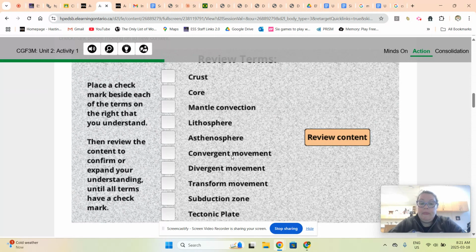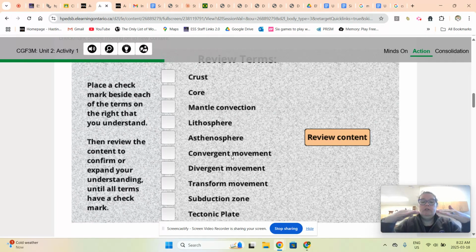Convergent movement. Now we're getting into the actual types of ways that our crust that floats on top moves. So convergent, to converge, to come together. So that's where two plates move towards each other. Divergent means away or different. So it's when the crusts move apart. And we've got free-flowing mantle coming up. Transform is where you have two plates rubbing against each other and they'll catch like on an edge and then it'll rip past each other.